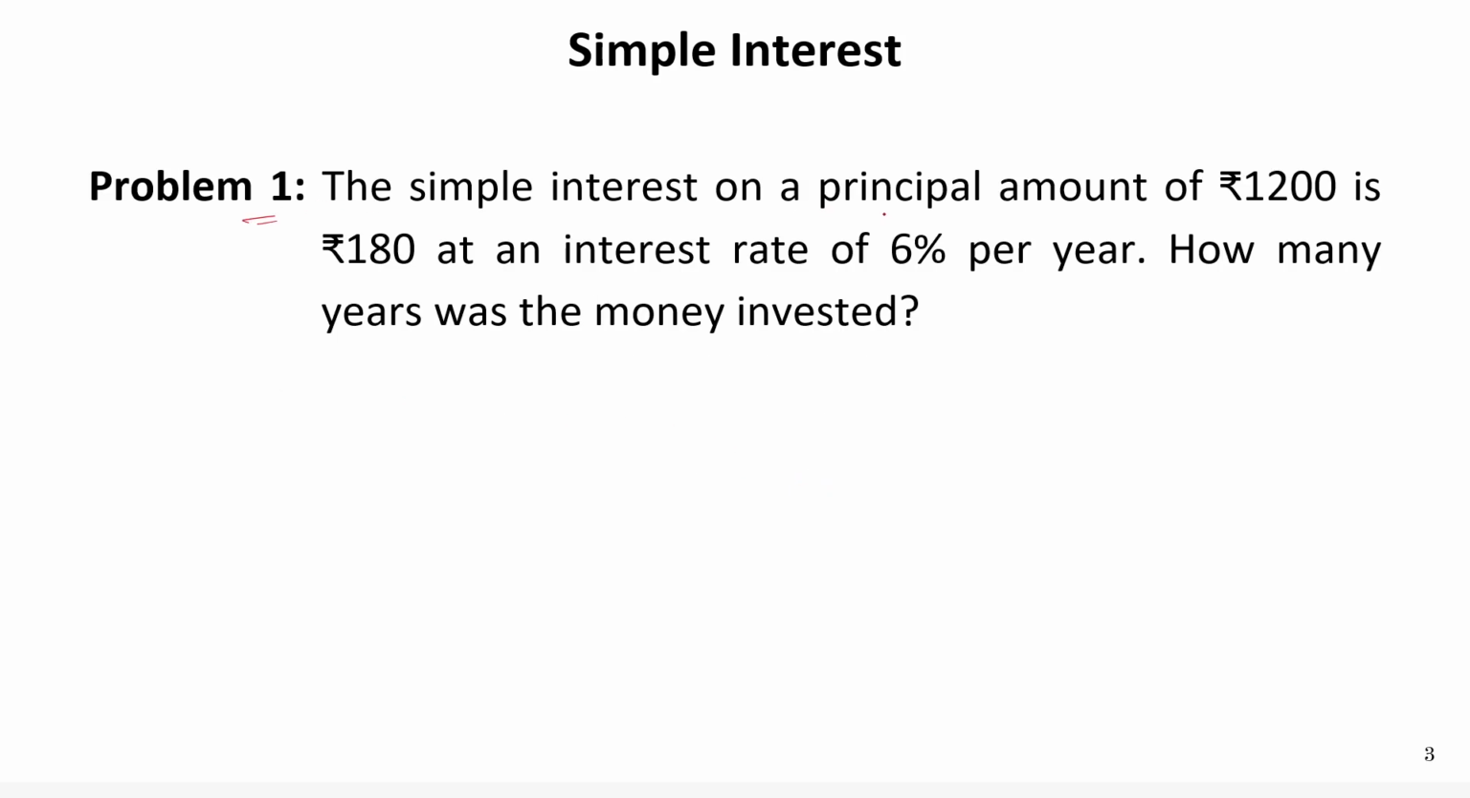The simple interest on a principal amount of 1200 is 180 at an interest rate of 6% per year. How many years was the money invested? SI is equal to PRT by 100 when R is given in percentage form. So the principal amount is 1200, into R is equal to 6%, into T, which is not available here. We assume the number of years is equal to T. So this by 100 is equal to 180, which is given to us, right?